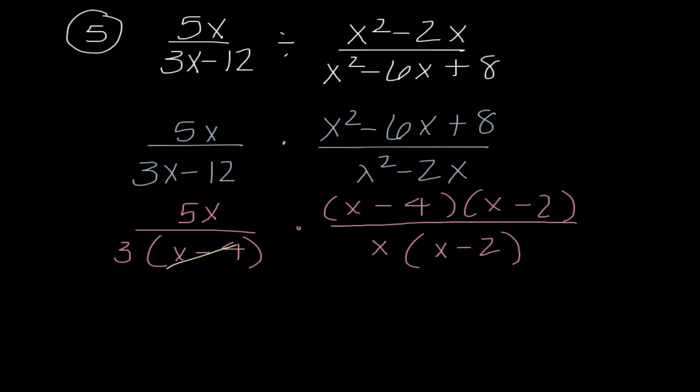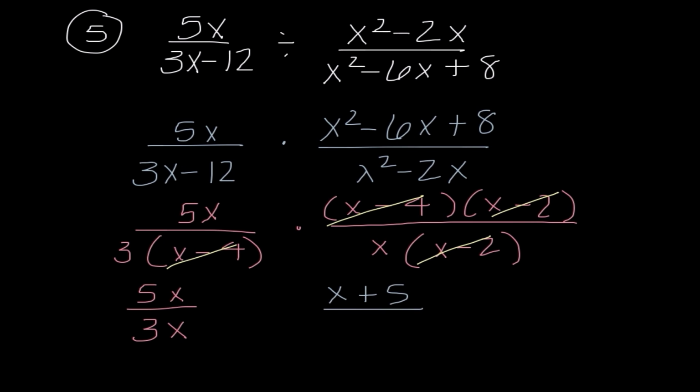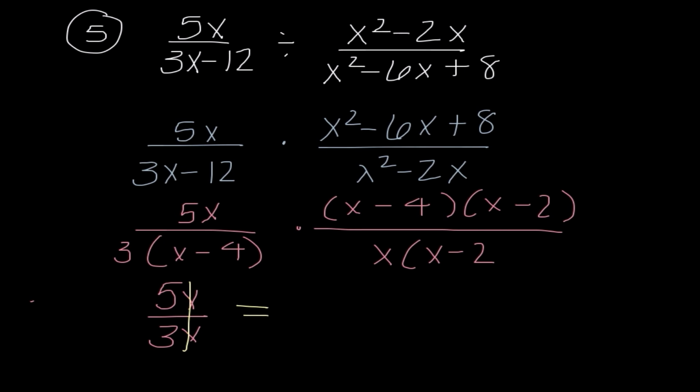So if we look at these, I know my x minus 4s are going to cancel, my x minus 2s are going to cancel, and there is more we can do, but I'm just going to show us for a second that we are currently left with 5x over 3x. And I want to discuss why this is different from x plus 5 over x plus 3. If we take a look here, these are both binomials. We do not have any common factors. Here, these are both written as monomials, so we do have common factors. In fact, I can cancel out those x's, and I am just left with 5 over 3.